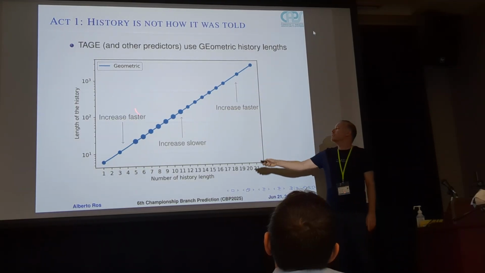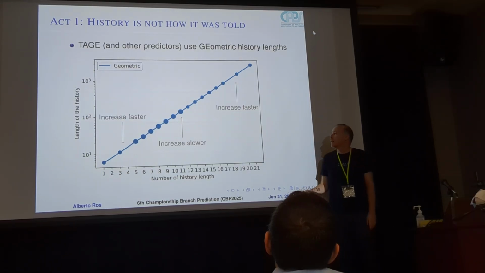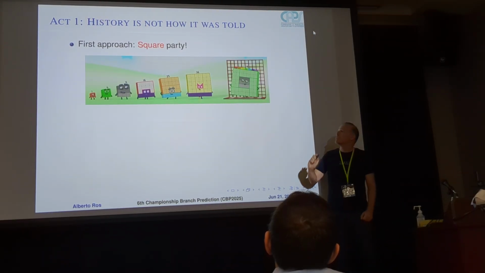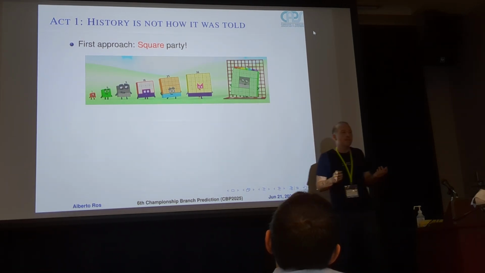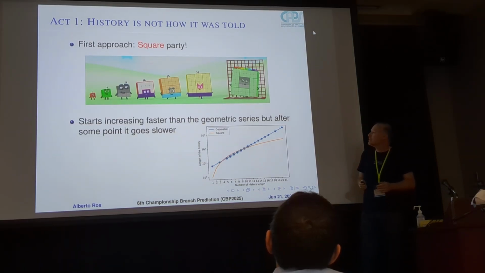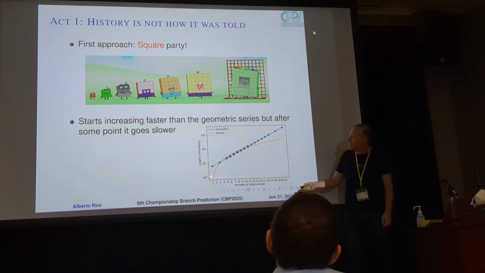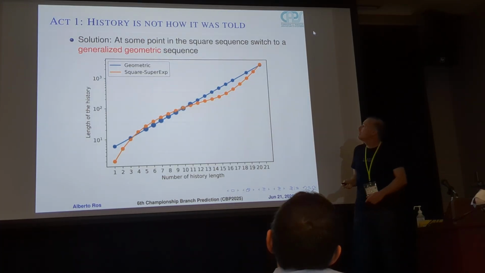So, as Andre mentioned, this should increase slower, have more histories there, and this here should increase faster. So what did we do? What increases faster at the beginning and then gets slower? A quadratic sequence. So we have here the squares, and it increases this way, right? It starts faster than geometric, and at some point it's flatter. What we want is to go slower here, but at some point go high again. How can we do that?